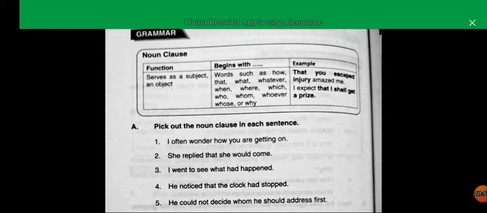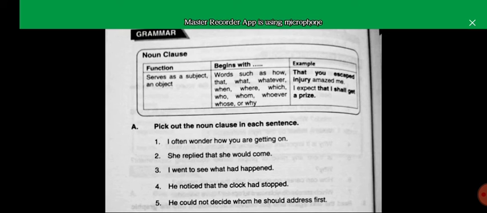And at the end: he could not decide whom he should address first. Whom he should address first. This is a noun clause because it starts with whom, followed by a subject, and you are describing the subject. This whole clause is a noun clause. So this is the recognition of the noun clause.